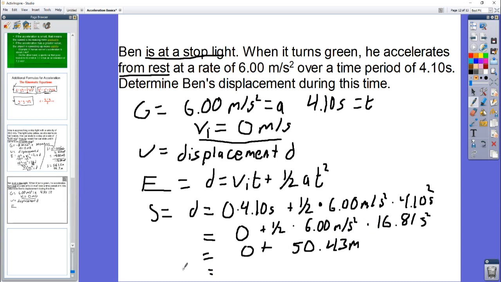So our answer then, our solution, last S, is 50.43 meters, or with sig figs, 50.4 meters. All right, so I notice this is a little more math than maybe some of y'all wanted.